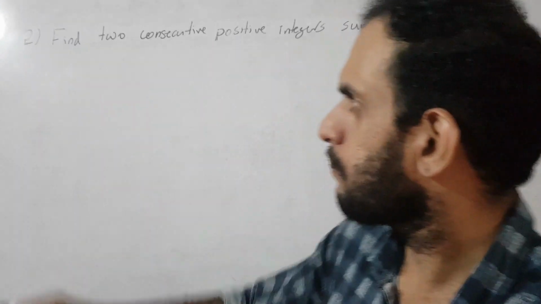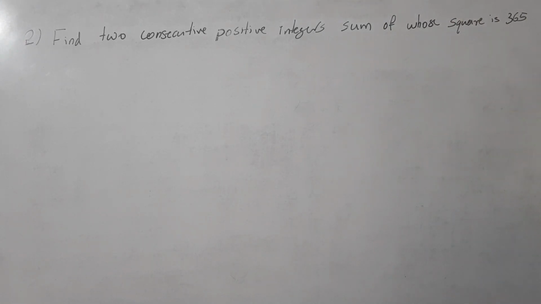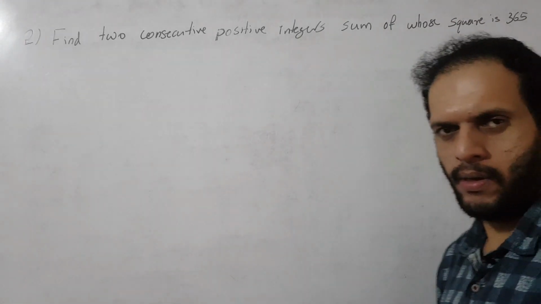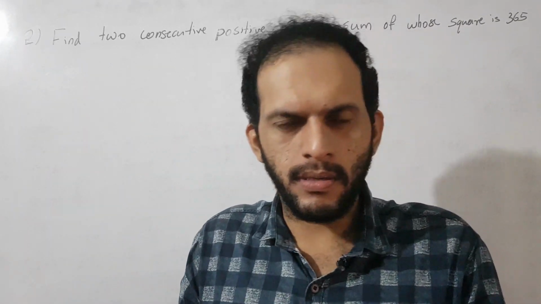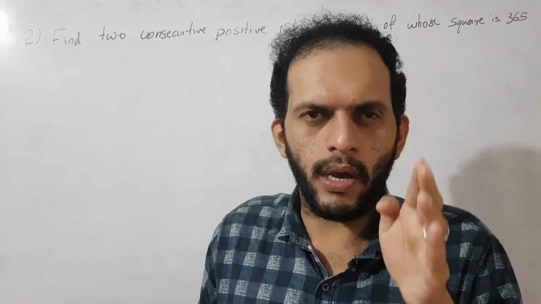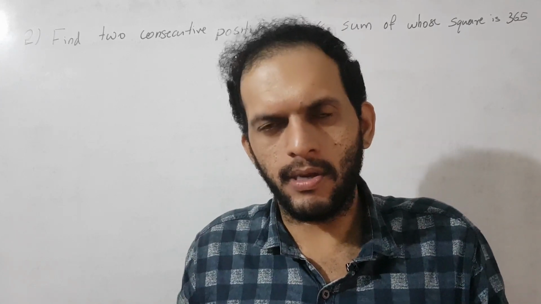The question is like this: find two consecutive positive integers, the sum of whose squares is 365. Correct? Here it is given not the sum of integers, but the sum of squares of consecutive integers is 365.